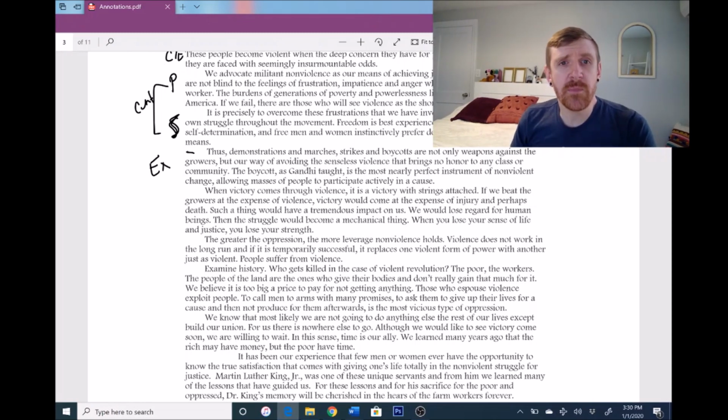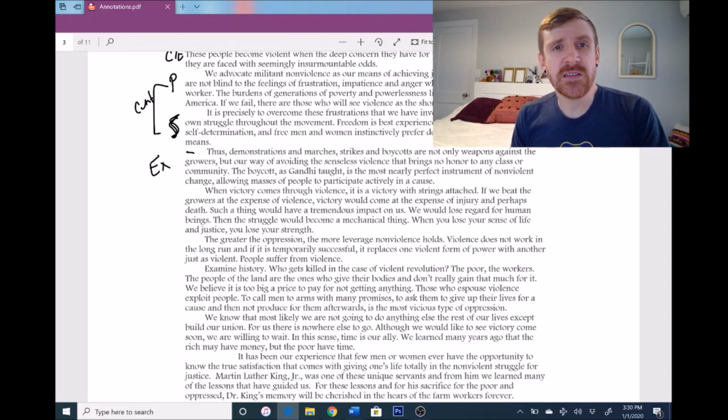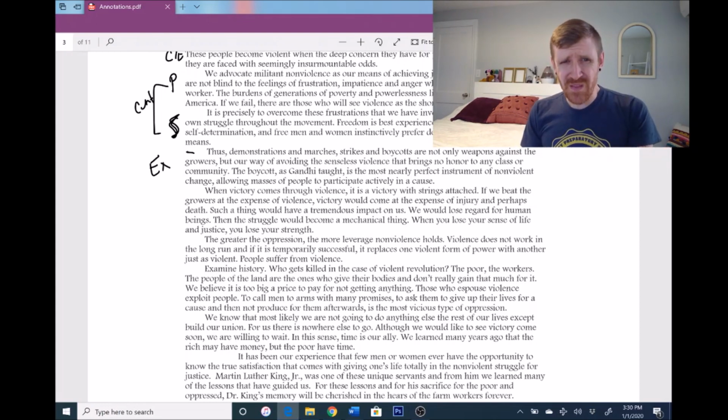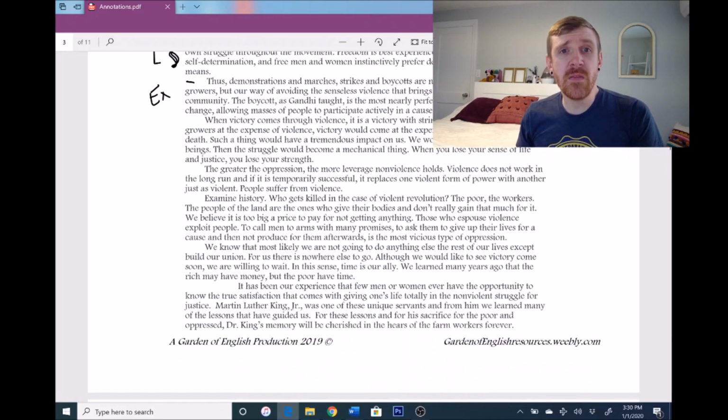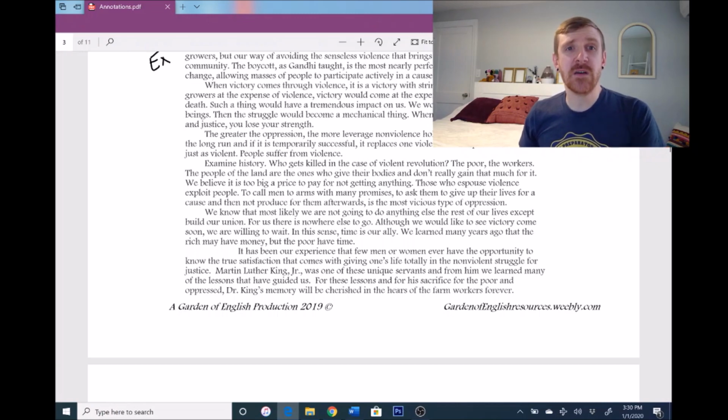Now, one thing I'd like to point out is that throughout here, he does kind of showcase people that are becoming increasingly frustrated in the movement, and we could say that there is a little bit of classification in there. He's classifying the two types of farm workers, those that are still willing to be nonviolent, but those who are getting frustrated with how long that takes. But nonetheless, this really starts to begin showing itself in the next paragraph.